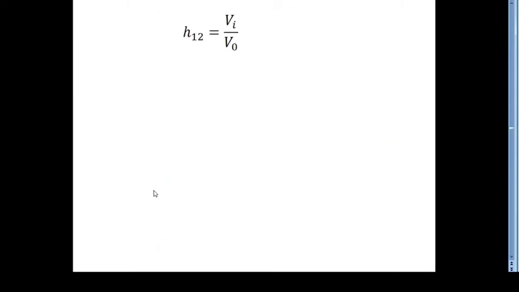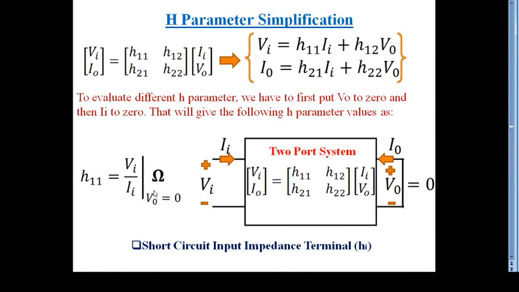Okay, for H12, Vi by V0. Already discussed, H12 is Vi by V0. Okay, so here what we are doing, Ii equals 0. Very simple thing. Okay, so it is unitless. So this one will give you the open circuit reverse transfer voltage ratio. This one is a voltage ratio but reverse transfer.